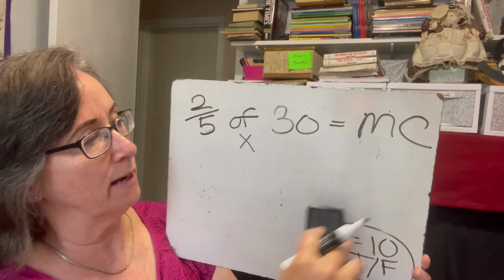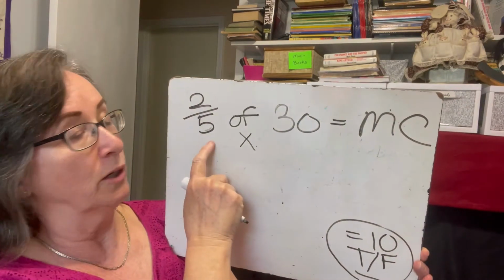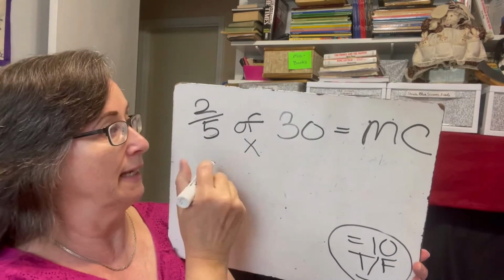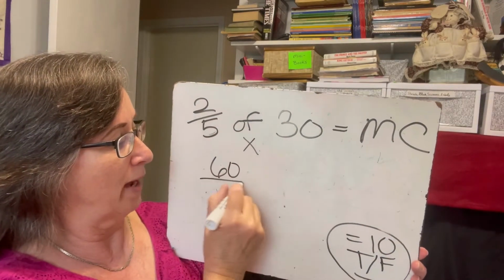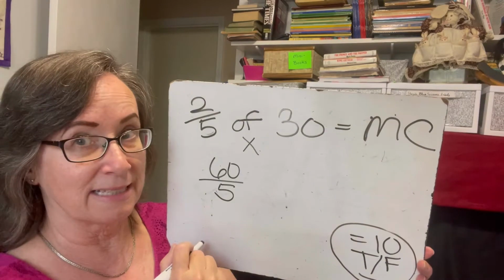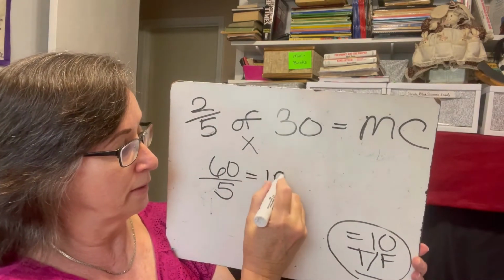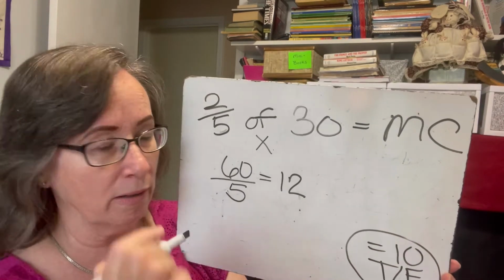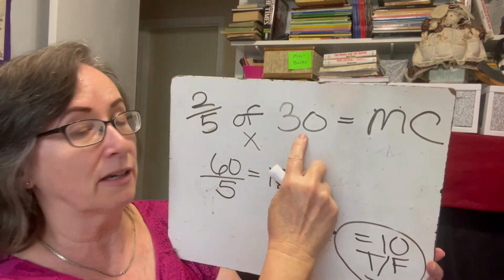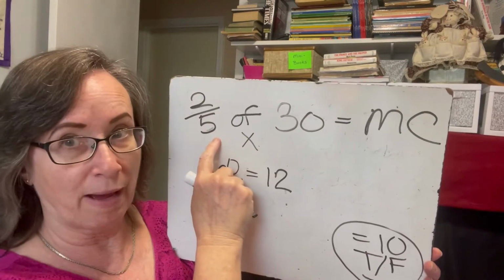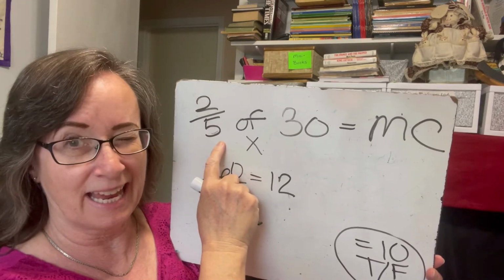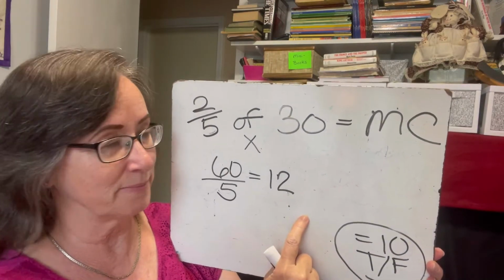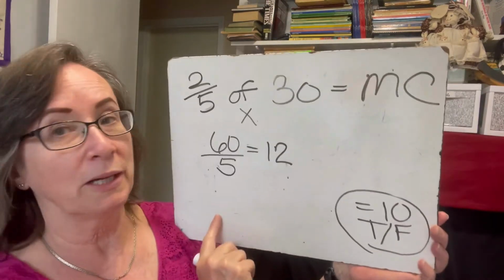All right, so now we could do this by multiplying the top two and getting 60, and dividing that by 5. 60 divided by 5 is 12. If you know your multiplication facts, that makes it easy. Or we could have said 30 divided by 5, which is 6, and then 6 times 2, which is also 12. Or we could have done it one more way.